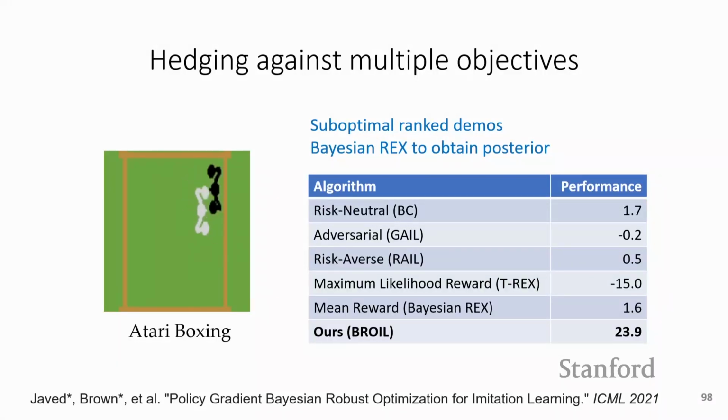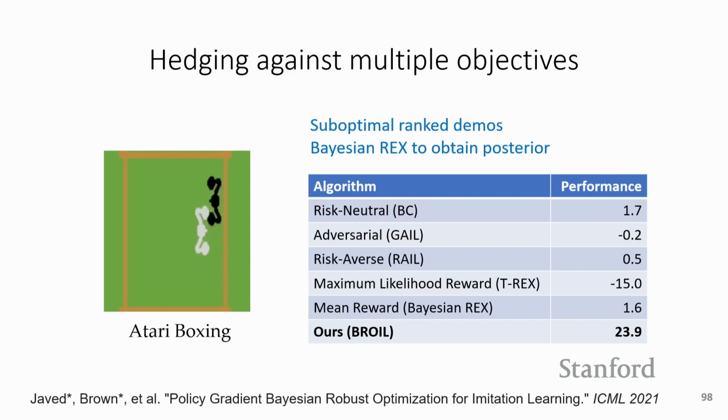It's a cute example of this. We've shown that this is really nice for hedging against multiple objectives. So we looked at this Atari boxing game where there are competing objectives: I'm trying to score points on the opponent but avoid getting punched myself. We gave some suboptimal ranked demonstrations and ran Bayesian REX to get a posterior distribution over likely reward functions. And then we evaluated a whole bunch of different approaches to get a policy. We looked at risk-neutral approaches like behavioral cloning, methods like adversarial imitation learning, and risk-averse versions of adversarial imitation learning. We looked at maximizing the most likely reward function, maybe the mean reward function.